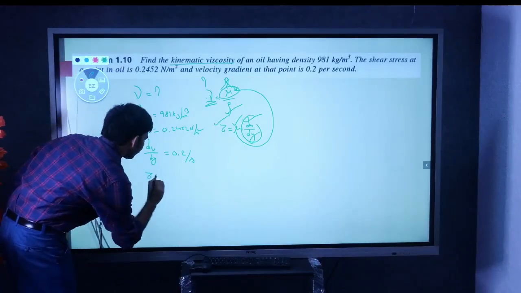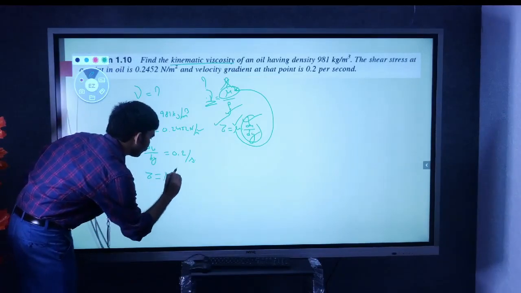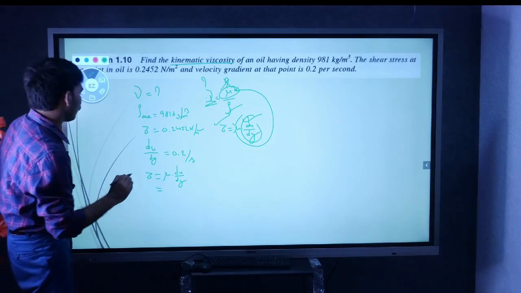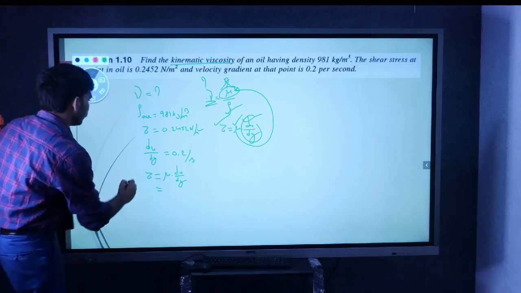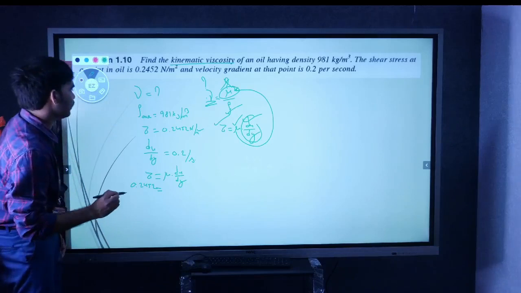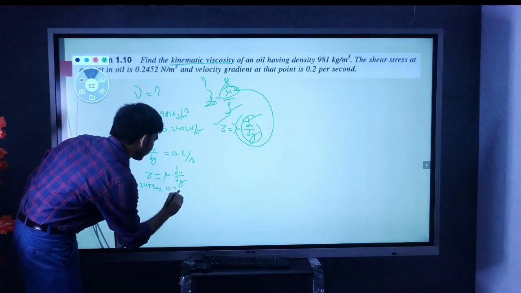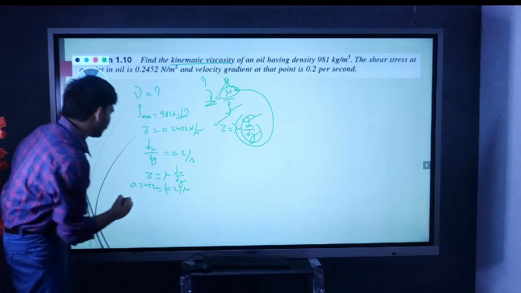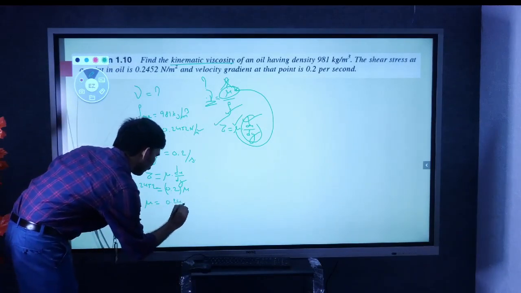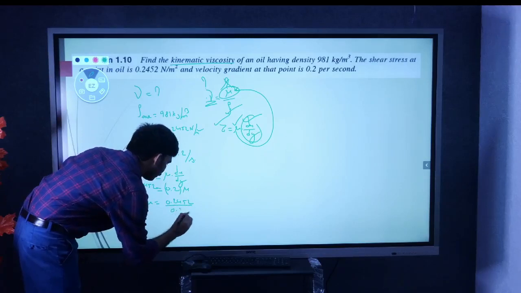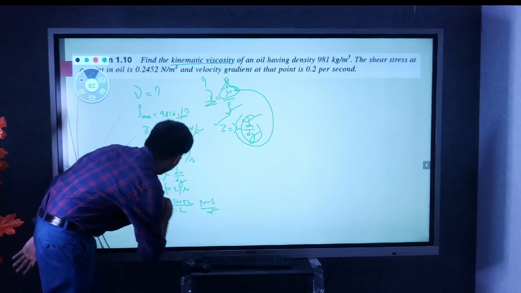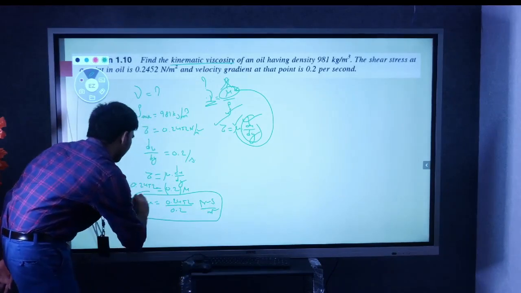So now I am writing the formula. Tau is equal to mu into du by dy. That means mu is how much? Mu you have to find out. So tau is 0.2452 and du by dy is given as 0.2 per second, and mu, right? Mu is equal to 0.2452 by 0.2 Newton second per meter square. This is the dynamic viscosity.